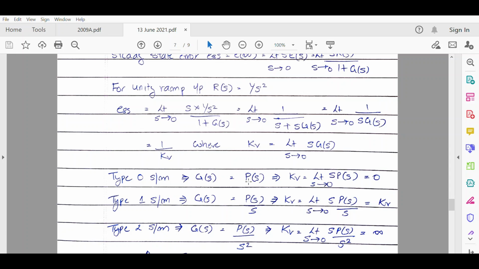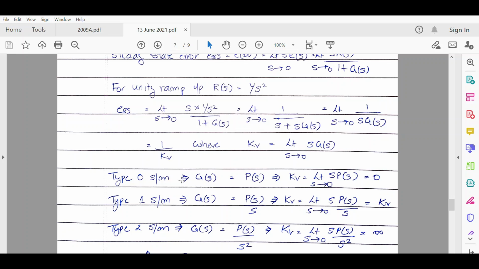P of s is nothing but a transfer function with no poles at the origin, and in such a case the velocity error constant would be limit s tends to 0 s into p of s, and since there are no poles at the origin, we'll find that this Kv velocity error constant is equal to 0.